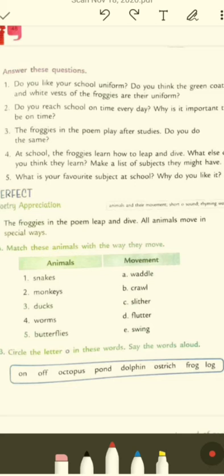Do you think the green coats and white vests for the froggies are their uniform? Yes, it's kind of their uniform, right? So do you reach school on time every day? Why is it important to be on time? This is up to you. You are supposed to answer all of this.